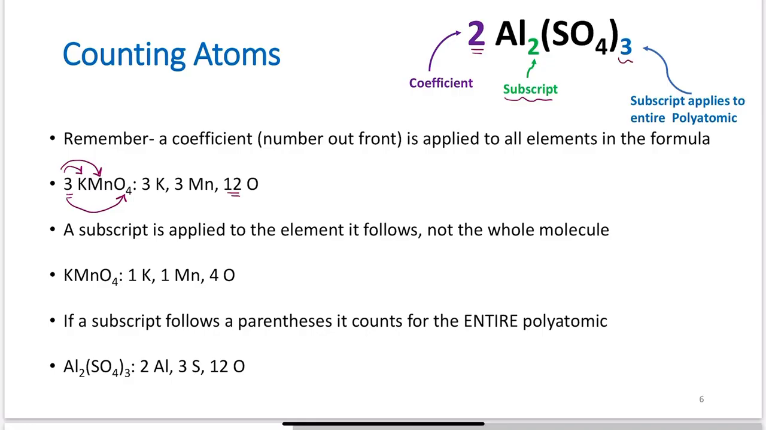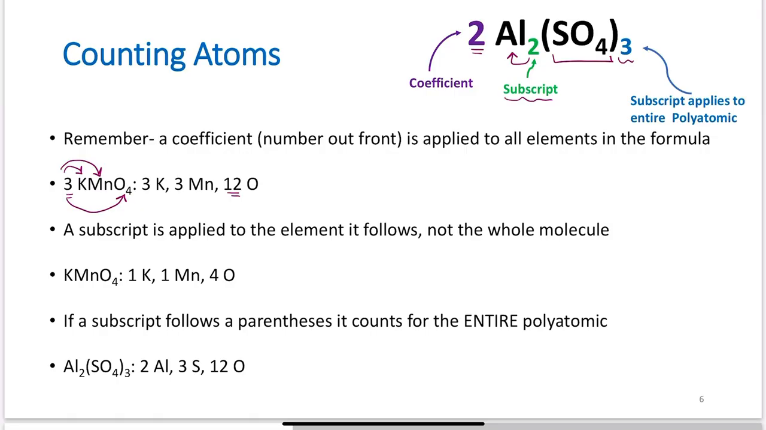Subscripts, so you can see subscripts here and here. A subscript is applied to the element it follows, not the whole molecule. Now, here on the aluminum, it's following the aluminum. That means I just have 2 of that. When the subscript follows the polyatomic, it does apply to the whole polyatomic.